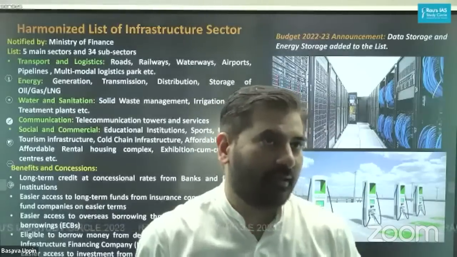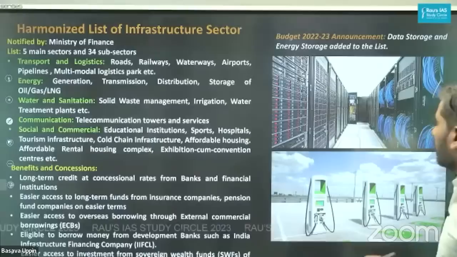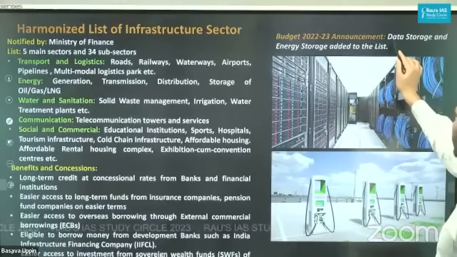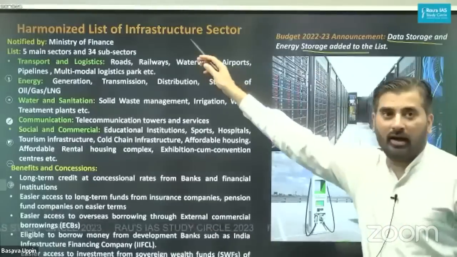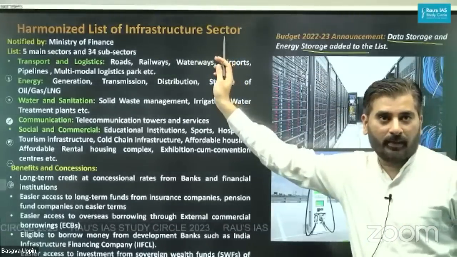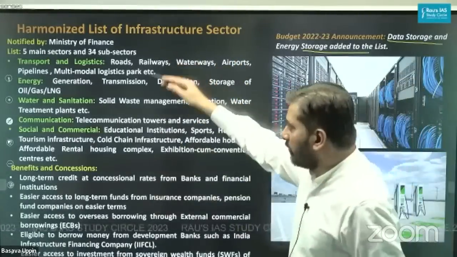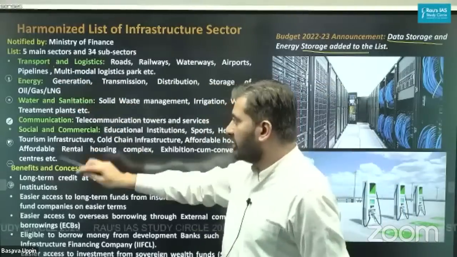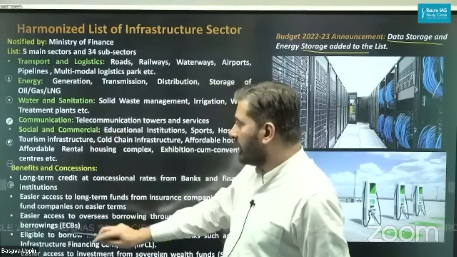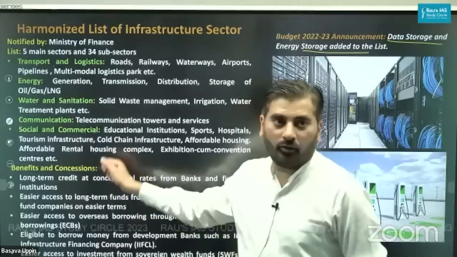And if a particular subsector is included in this harmonized list, such a subsector will get certain additional incentives and benefits. So last year, the budget 22-23 had announced that data storage and energy storage will be added to the harmonized list of infrastructure. And you can see the harmonized list of infrastructure. We include transport and logistics, energy, water and sanitation, communication, social and commercial, and so on.